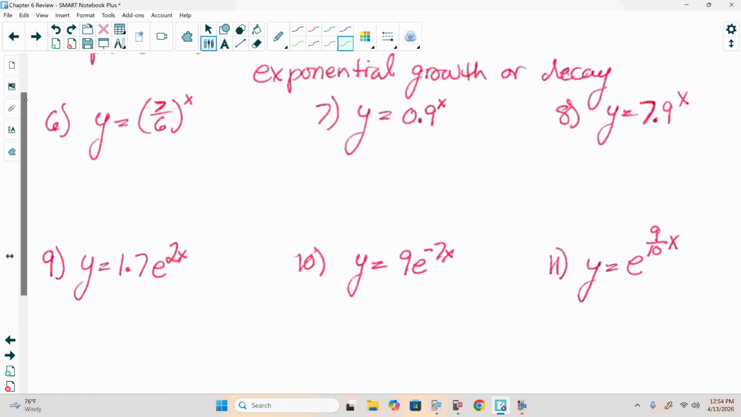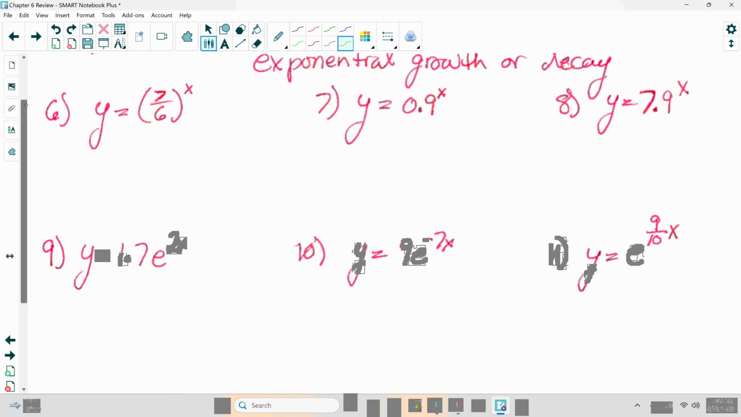All right. So let's look at 6, 7, and 8. So y equals 7/6 to the x. Now with this one here, 7/6 to the x, because the base is not e, it's a number, we look at the base. 7/6 is greater than 1. So this would be growth.